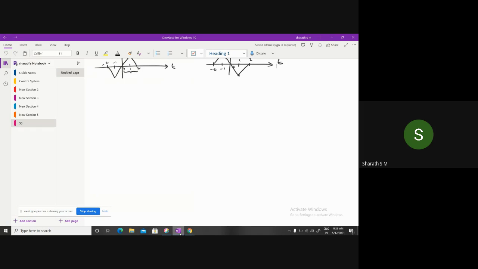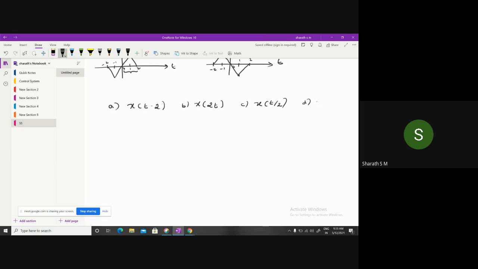For the given x of t, sketch the following signals. First one, x of t minus 2. Second one, x of 2t. Third one, x of t by 2. Fourth one, x of minus t.